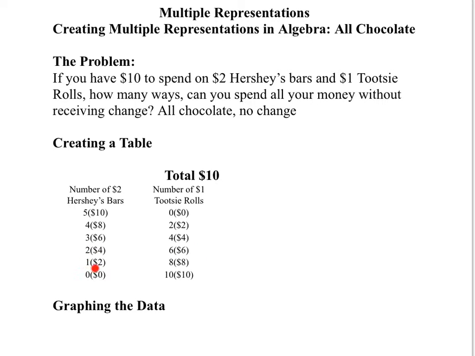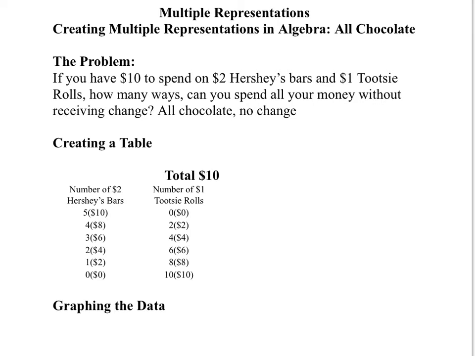If I only want 1 Hershey bar, 1 times 2 is 2, and I have $8 left, so I can buy 8 Tootsie Rolls. 8 times 1 is 8, and then $8 plus $2 is $10. And of course, we talked about if we didn't want any Hershey bars, we could just spend all our money on the Tootsie Rolls.